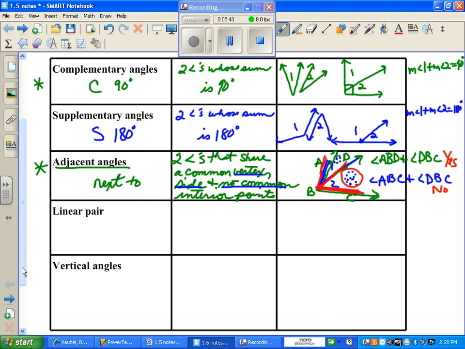Now, to remember these two, it might be better to think alphabetically. C comes before S, and numerically, 90 comes before 180. So complementary goes with 90, supplementary goes with 180, so that you can get that memorized. Okay, adjacent angles we've done. Let's go to linear pair.